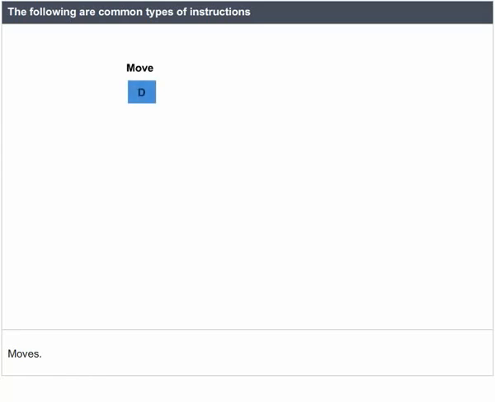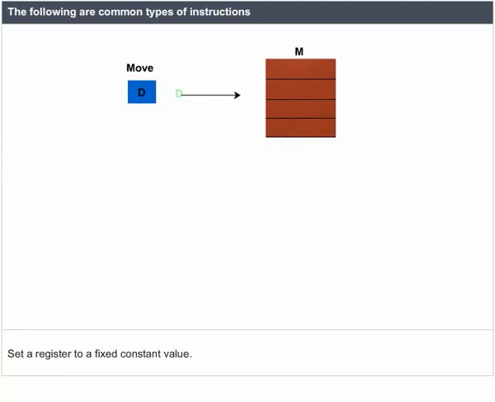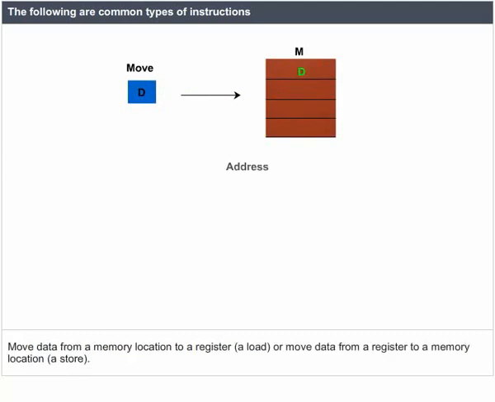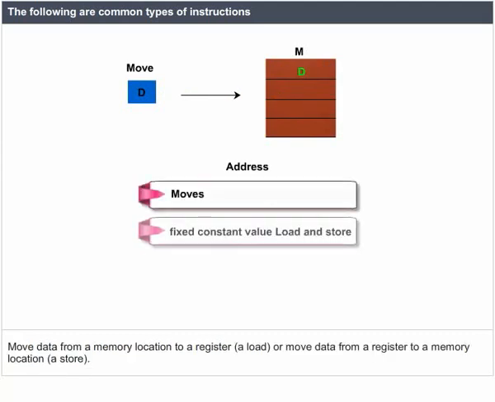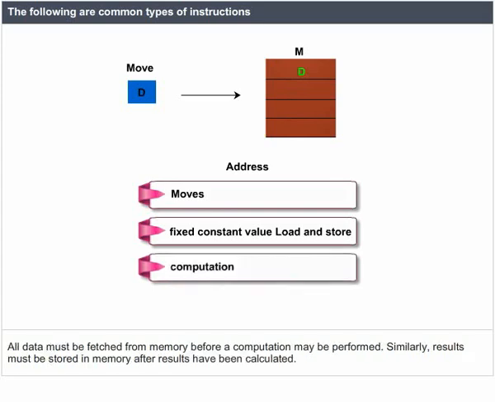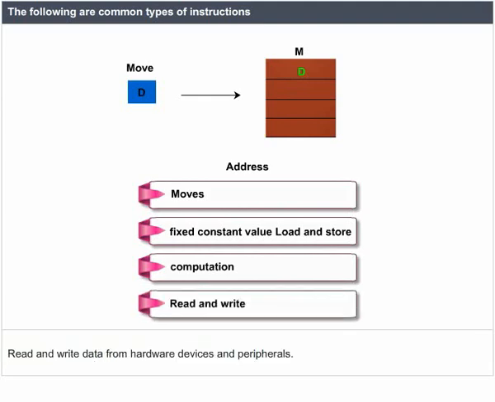The following are common types of instructions. Moves: set a register to a fixed constant value; move data from a memory location to a register, a load; or move data from a register to a memory location, a store. All data must be fetched from memory before a computation may be performed. Similarly, results must be stored in memory after they have been calculated. Read and write data from hardware devices and peripherals.